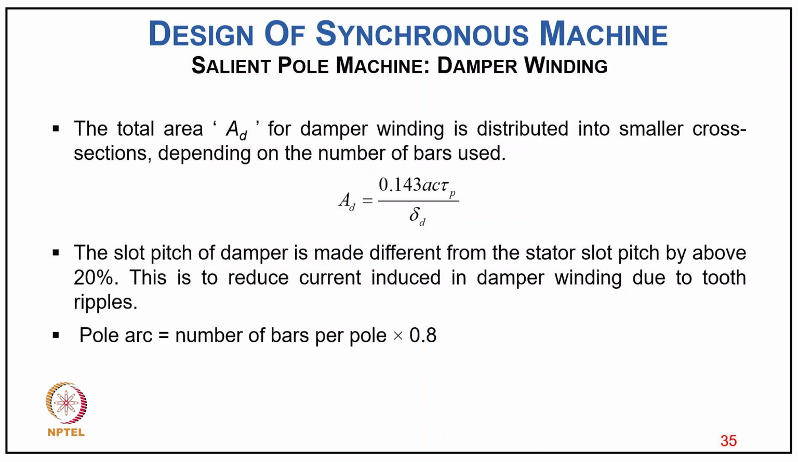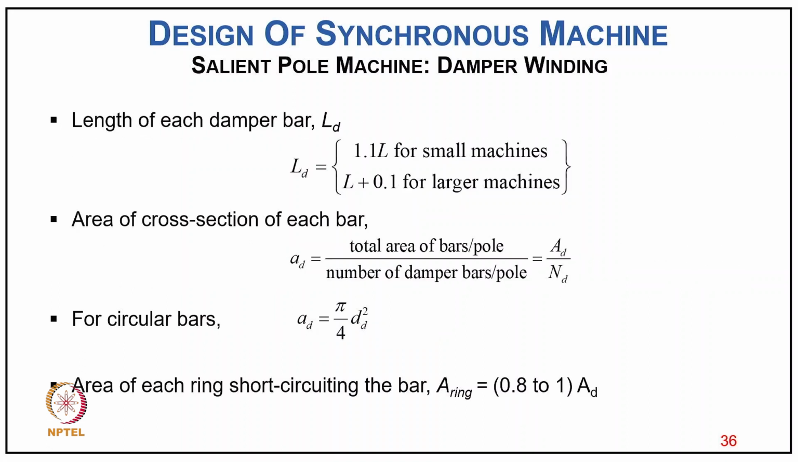So AD equal to 0.143 AC tau_E divided by delta_D, and the slot pitch of the damper is made different from the stator slot pitch by about 20%, and this is to reduce the current induced in the damper winding due to the tooth ripple. Then pole arc equal to number of bars per pole into 0.8. So length of each damper bar LD equal to 1.1 L for a small machine and L plus 0.1 for a larger machine.